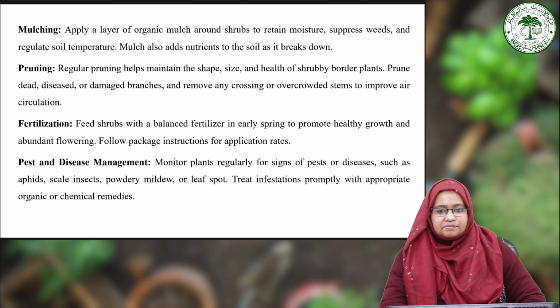And the next step is pest and disease management. As in the case of herbs, monitor shrubs regularly for signs of pests or diseases such as aphids, scale insects, powdery mildew or leaf spots. Treat any infections promptly using suitable organic or chemical remedies to prevent damage to the plants.